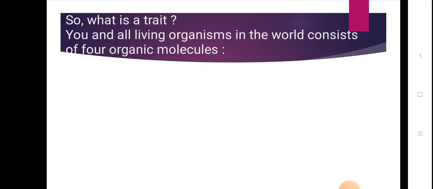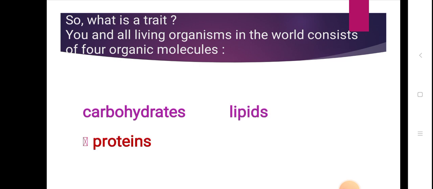First, we want to know what is the trait. What is the meaning of trait? And before explaining the meaning of trait, all of us know that all the living organisms in the world consist of four main organic molecules that are called what? Let's remember together. Carbohydrates, lipids, proteins, and finally nucleic acids.